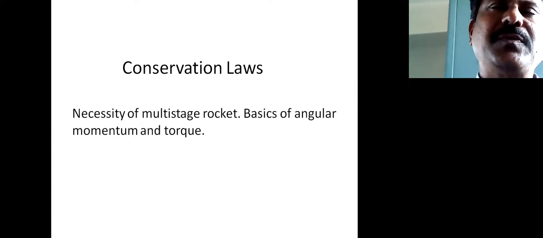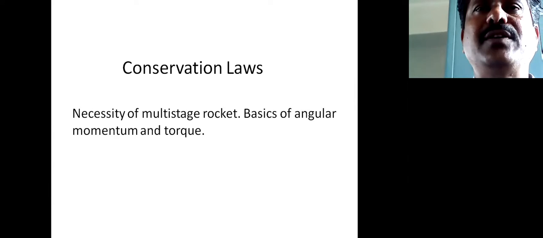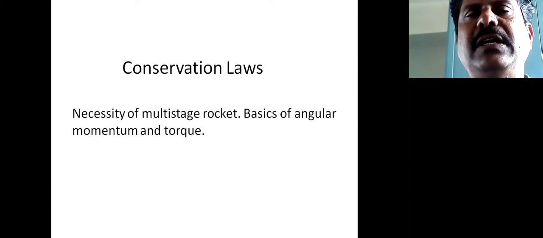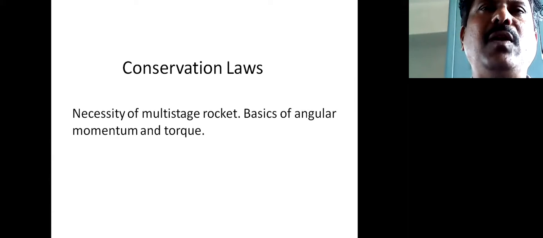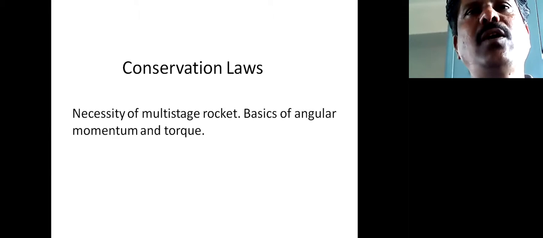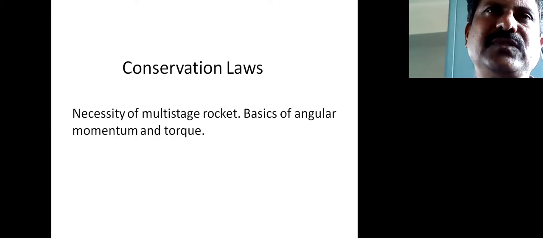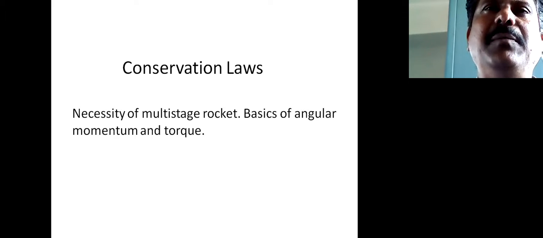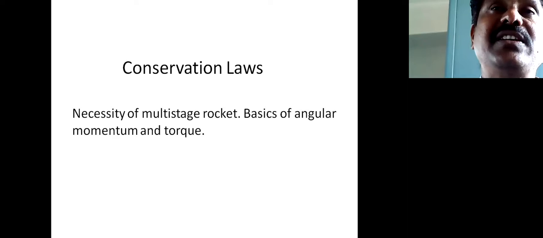The escape velocity of the object is 11.2 kilometer per second. So that's why from a single stage rocket, we cannot achieve this much velocity. For this purpose, you have to construct the rocket with two or more engines. Therefore, the necessity of a multi-stage rocket is to achieve more velocity.